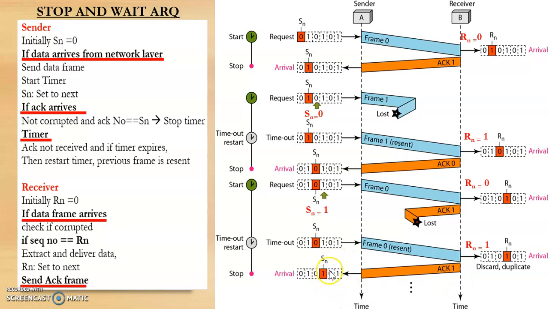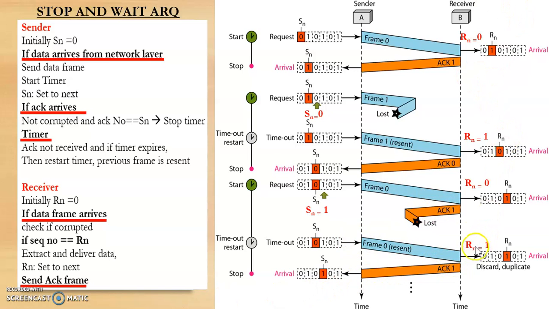Then once the acknowledgement frame arrives at the sender side, the sender will check if the frame is not corrupted. Let us assume that the acknowledgement frame is not corrupted, and then it will check if the acknowledgement number is equal to Sn. Now the acknowledgement number of the frame is 1 and the Sn value is also 1. Since both are equal, the sender will stop the timer, because the acknowledgement was received correctly. So this was the situation wherein the acknowledgement frame was lost and how the data frame is resent.